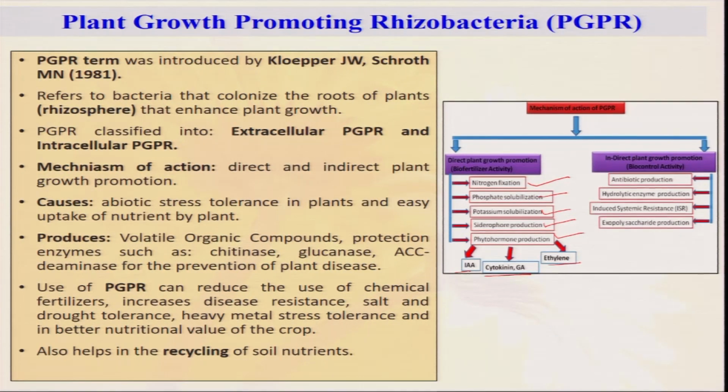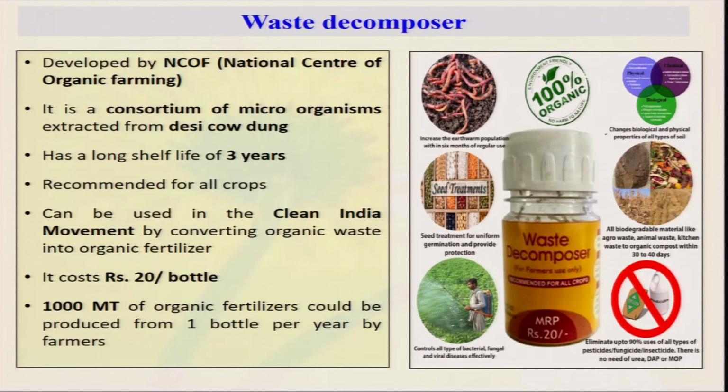There are some indirect roles that this type of PGPR also plays, and what are they? They produce antibiotics, they produce hydrolytic enzymes and also exopolysaccharides. So, these secondary metabolites also help the plant in its defense mechanism, so that it can resist some types of insect and disease attack. This is the waste decomposer.